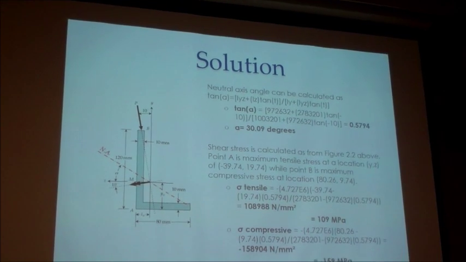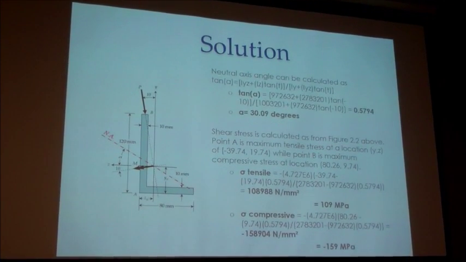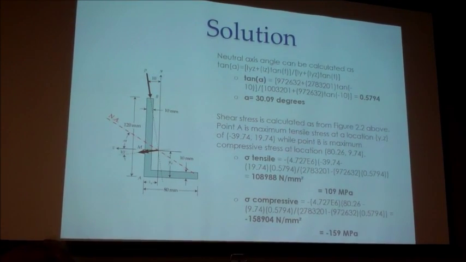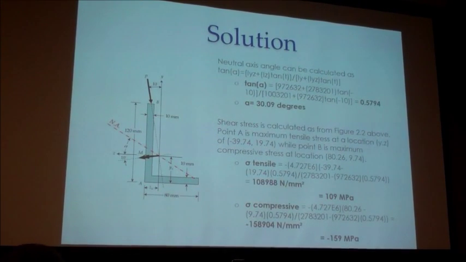Okay, so let's see. Yeah, that's all for that side, but 109 megapascals one way, negative 159 because it's compressive. And that's the end of the slides. Any questions?